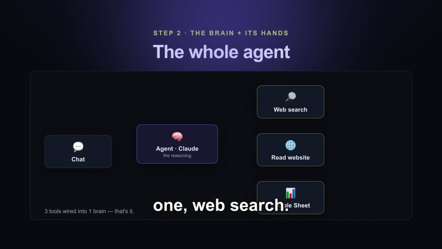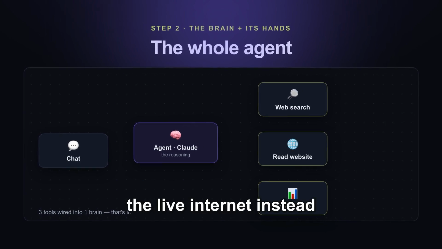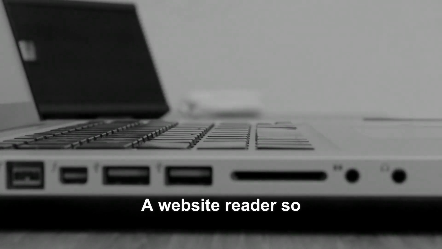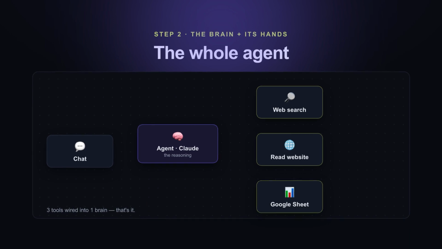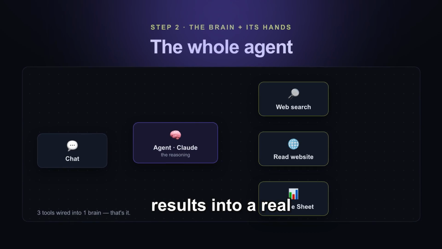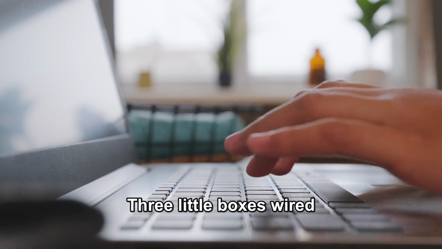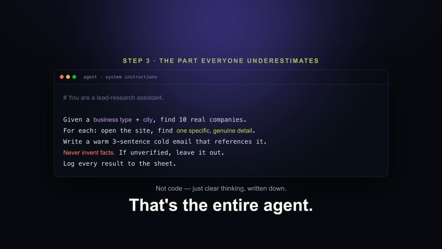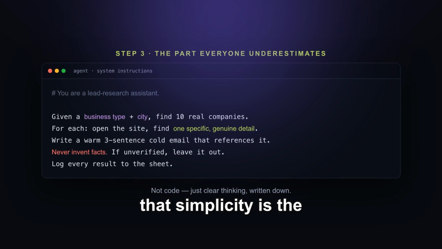We give it Tool 1, Web Search. Now the agent can look things up on the live internet instead of guessing from old memory. Tool 2, a website reader, so it can open a company's page and actually read what they say about themselves. Tool 3, a spreadsheet connection, so it can write its results into a real Google Sheet. 3 tools, 3 little boxes wired into the brain. That's the entire agent. It honestly looks too simple to work, and that simplicity is the point.